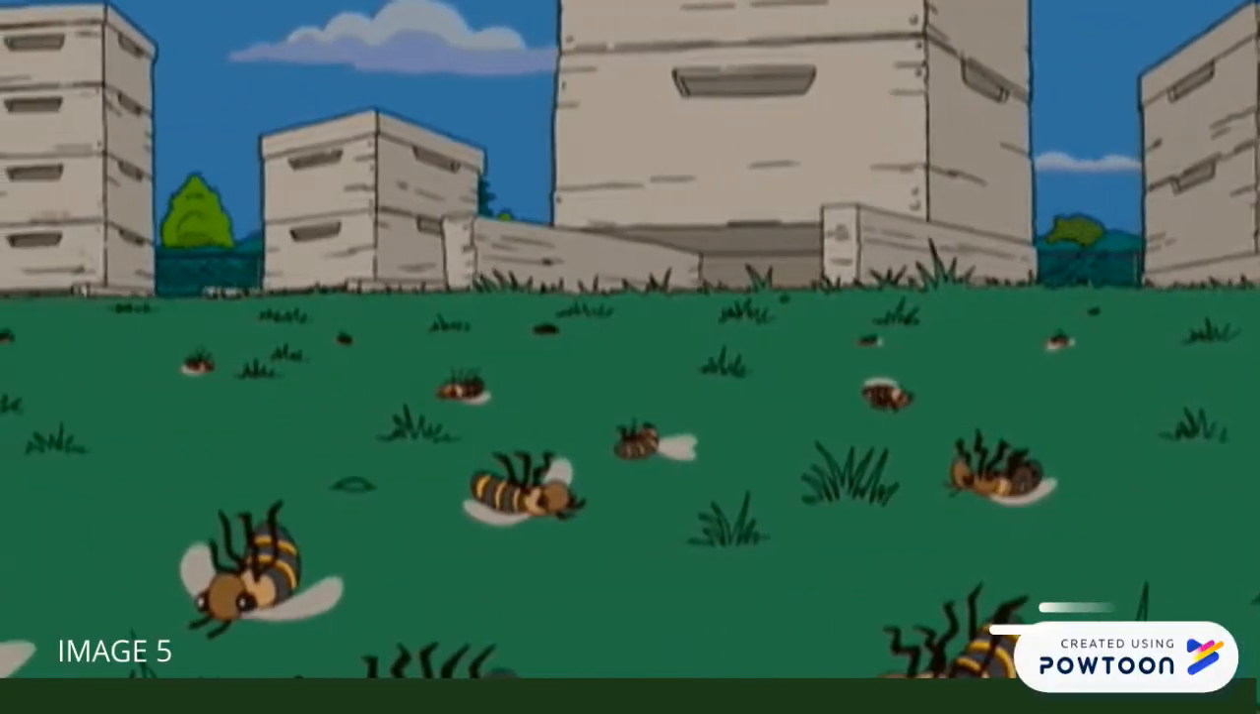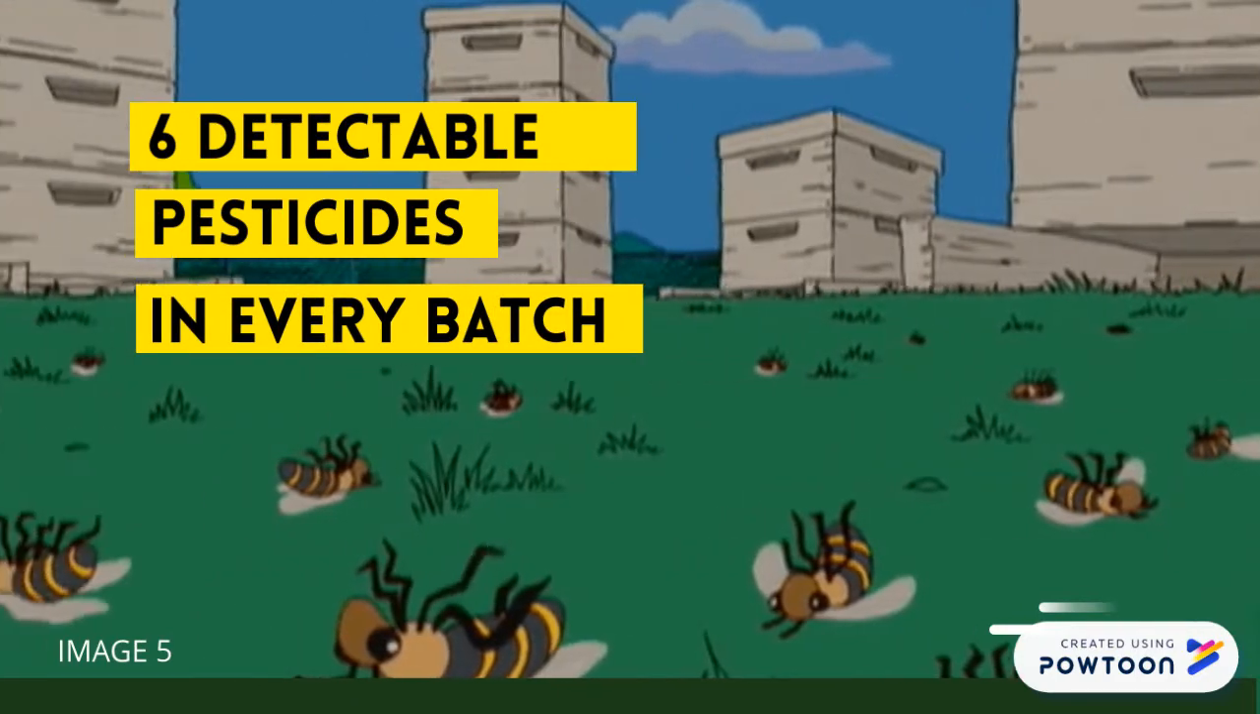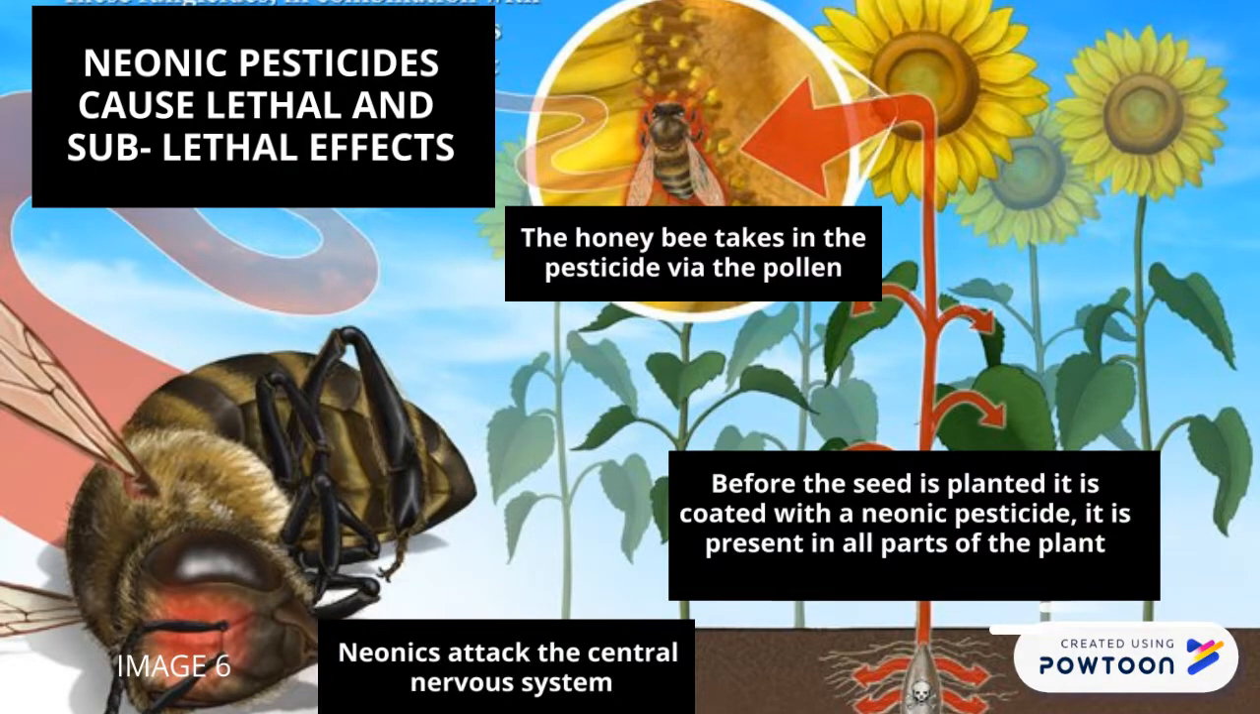Every batch of pollen that a honeybee carries home as food has at least 6 detectable pesticides in it. Neonic pesticides are currently the most commonly used and controversial. Their main difference to most other pesticides is that they are systemic, meaning that they are absorbed by the plant and are present in all areas of the plant. The honeybee takes in the pesticide with the pollen.